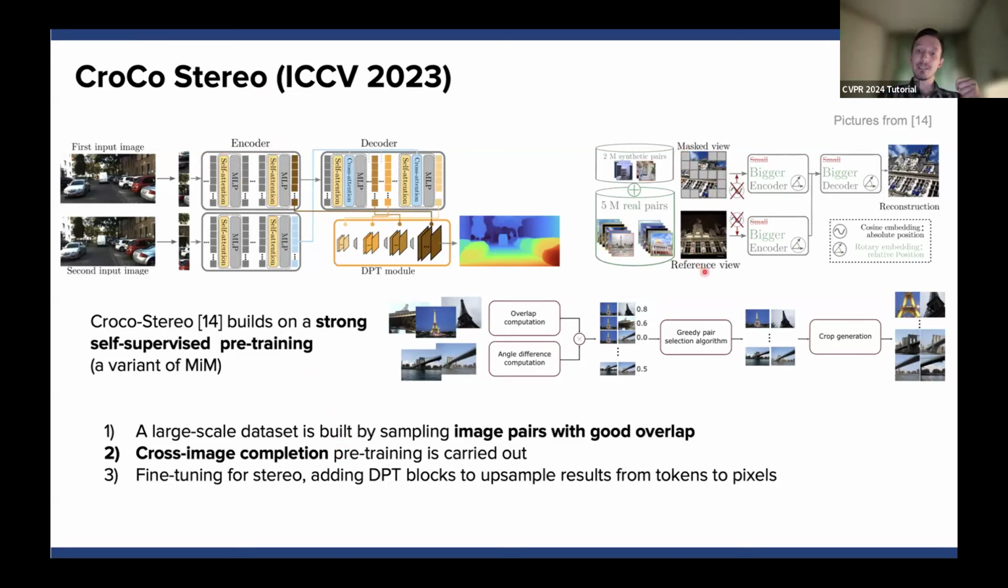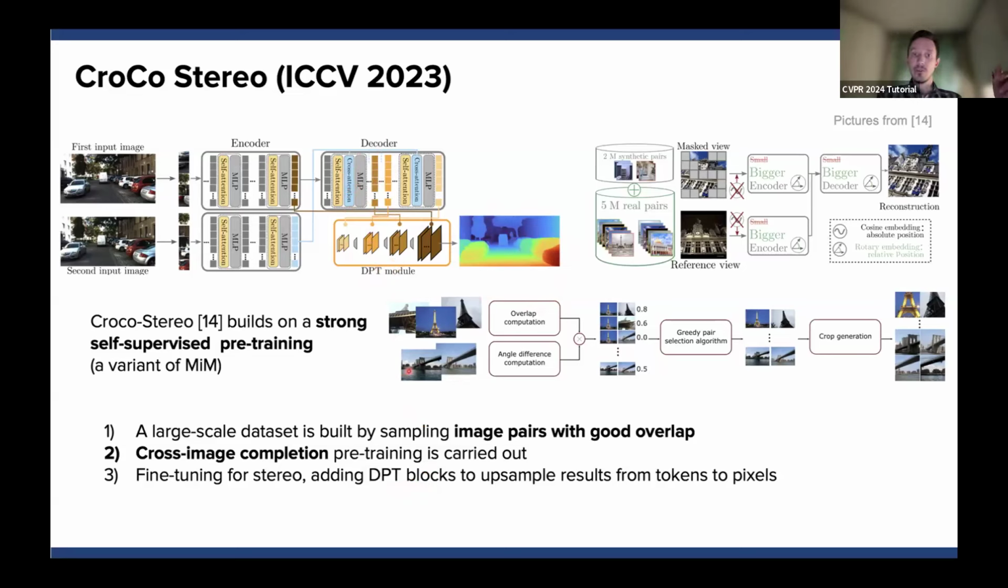So given the unmasked reference image and the masked target image, the transformer is asked to basically predict and complete the original target view. So basically, it is asked to complete the masked image at training time. So after this pre-training being carried out on a very, very large dataset, then this transformer is fine-tuned by adding a decoder. This decoder is inspired by the dense prediction transformer module proposed by the DPT paper. And this decoder is used to upsample the tokens extracted by the decoder of the transformer and convert them into disparity, basically into disparity labels.